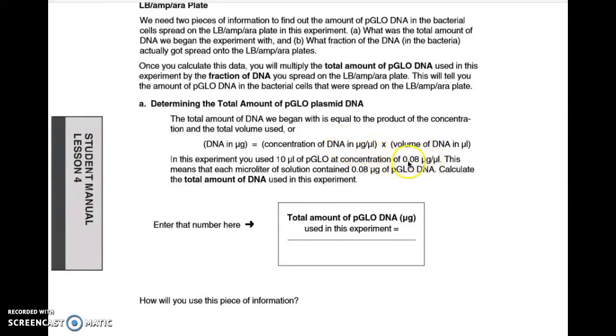So the reason you don't know anything about this is because I did it for you. So I just rehydrated the freeze-dried DNA. And so you're going to put the number 0.08 in right here. And then you're going to multiply that times the volume of DNA that you used.